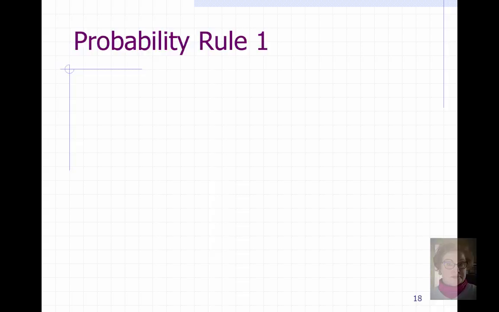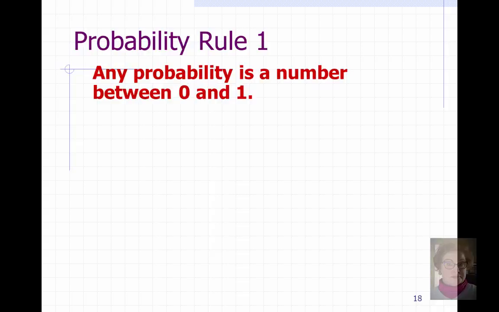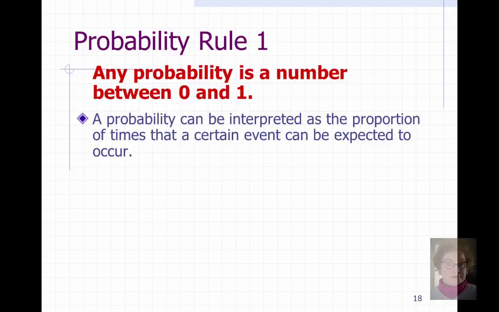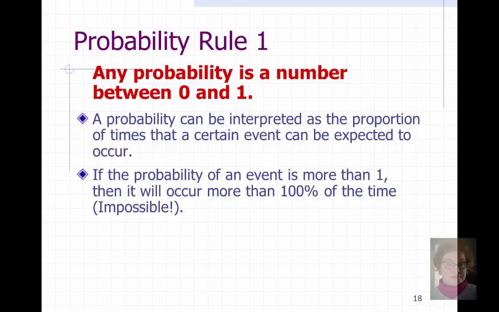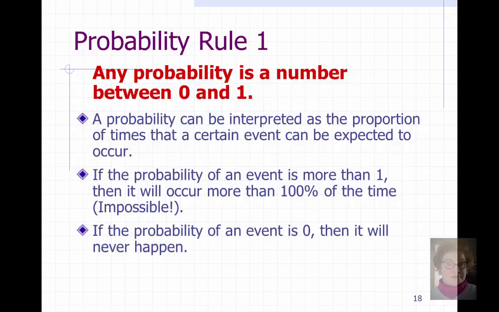Probability rule number 1. And you're going to see these a couple times in a couple different ways. Any probability is a number between 0 and 1. When we're thinking about probability, it's the proportion of times that it's going to occur. If it always happens, it will occur 100% of the time, which as a decimal is 1. Something cannot happen more than all the time. If the event will never occur, it has a probability of 0. If it has a probability of 0, it isn't going to happen.